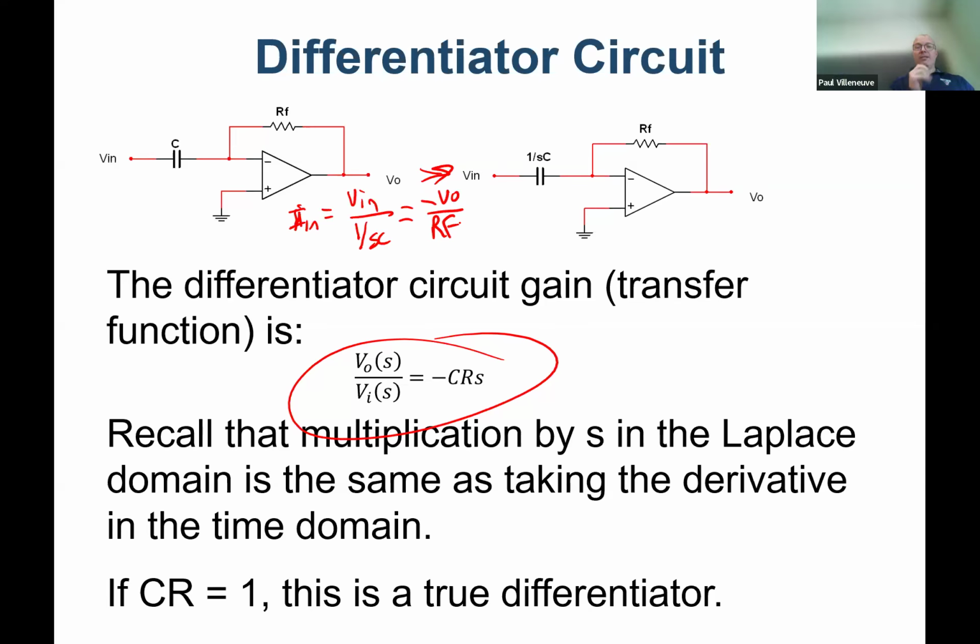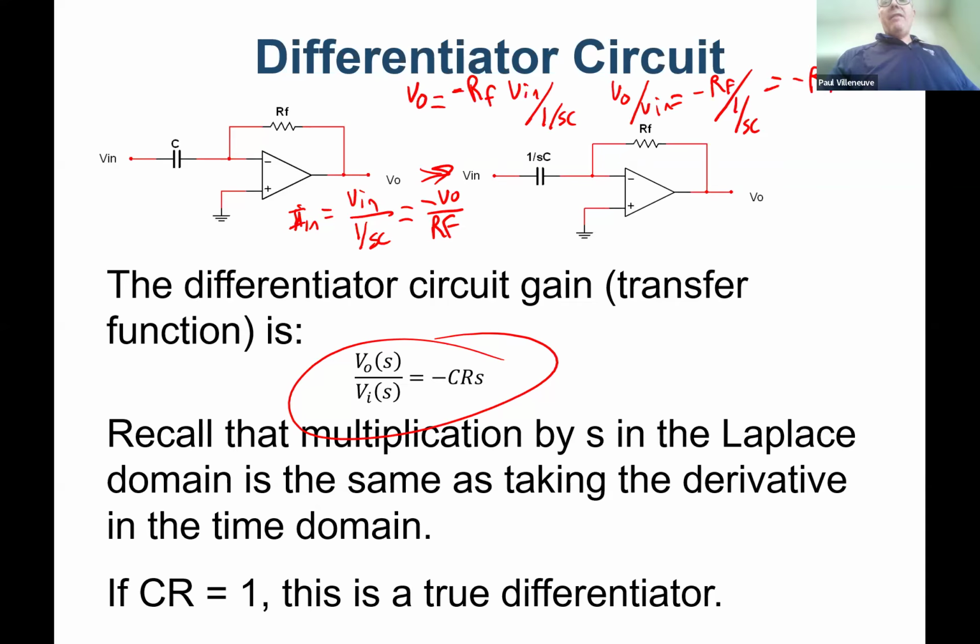Not right? So negative, let me just go ahead and put V out over here equals negative RF times V in divided by 1 over SC. V out over V in is equal to negative RF divided by 1 over SC, which is negative RFC times S. Exactly what we have here. Okay?